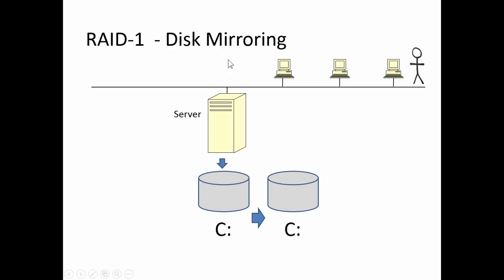Now let's look at RAID level 1. RAID level 1 is also called disk mirroring, and it provides fault tolerance. We have two hard disks, and whenever the user saves data to the first hard disk, the user doesn't know it, but the data is immediately copied to the second hard disk, which provides redundancy. And that way, if either hard disk crashes, that's okay. We have the other one. Disk mirroring provides fault tolerance.